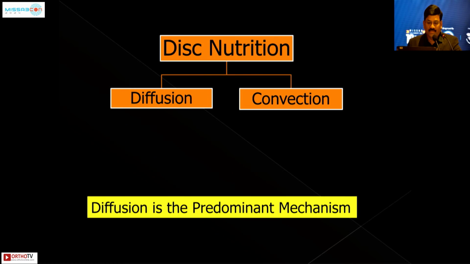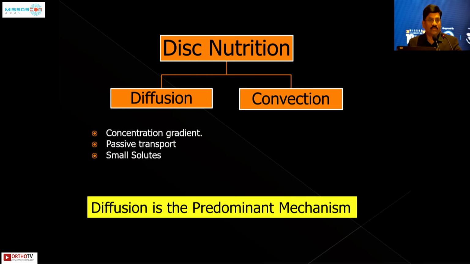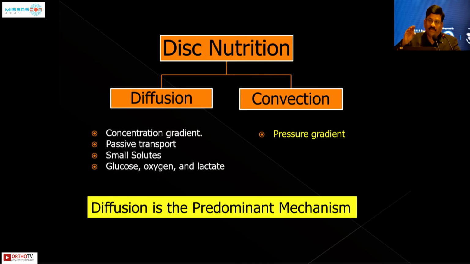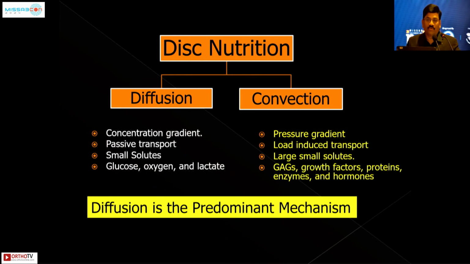Diffusion happens as a concentration gradient. If there are more solutes outside and fewer solutes inside, they just diffuse. This is a passive transport, and small molecules diffuse through that process. But there is also convection, where there is a pressure gradient. Once you apply pressure, the solutes will pump into the disc. That is load-based, and the large molecules will go through that process: glycosaminoglycans, growth hormones, proteins, enzymes. Those things get into the disc by applying the load.